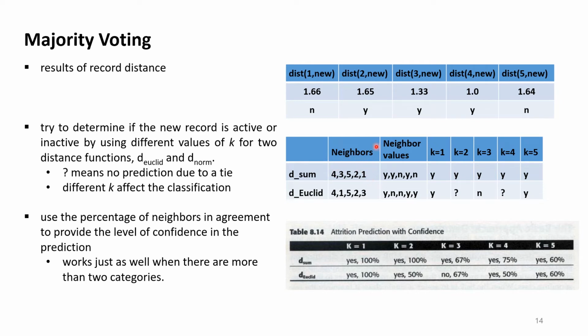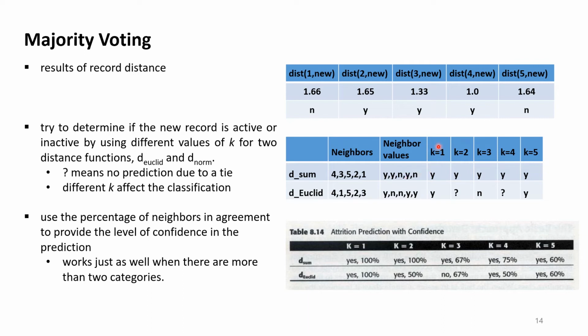So when you choose this neighbor, you choose the smallest distance. Smallest distance means the nearest neighbor. So 4 is the nearest neighbor. Second nearest neighbor is this one. So 3 is next neighbor, etc. So our nearest neighbor is 4, 3, 5, 2, 1. And their corresponding class values are y, y, n, y, n.